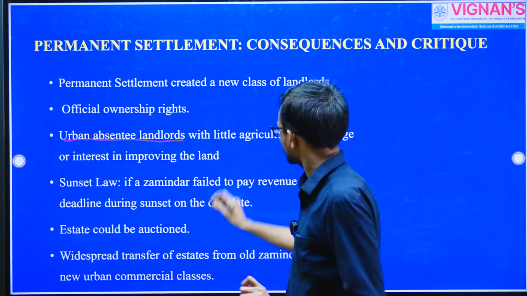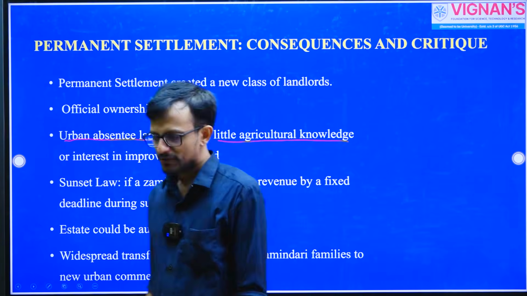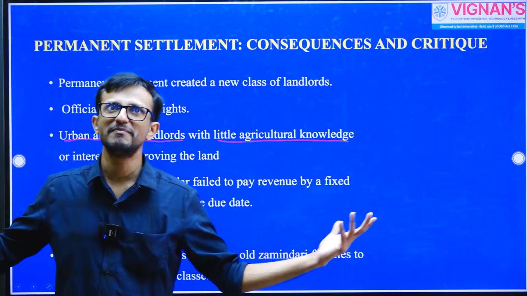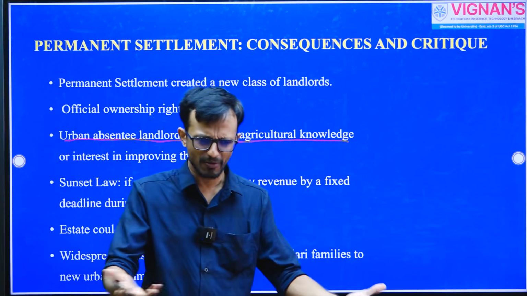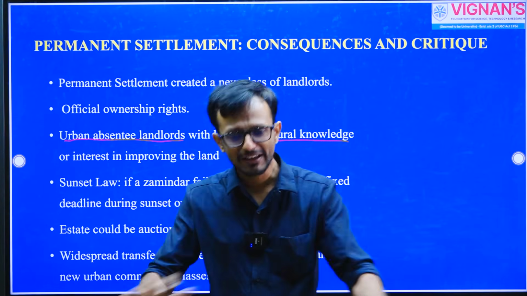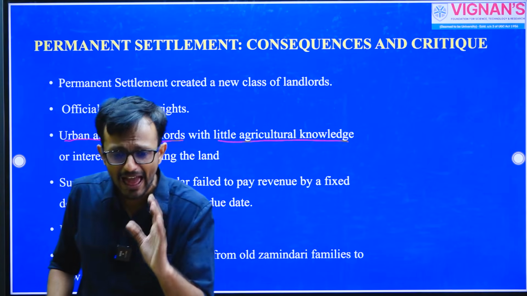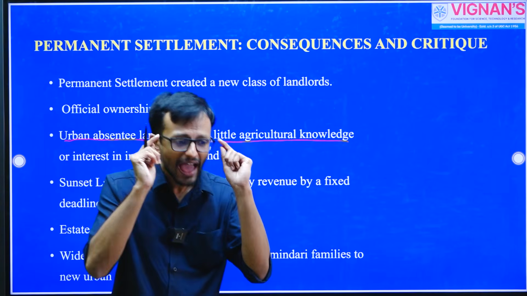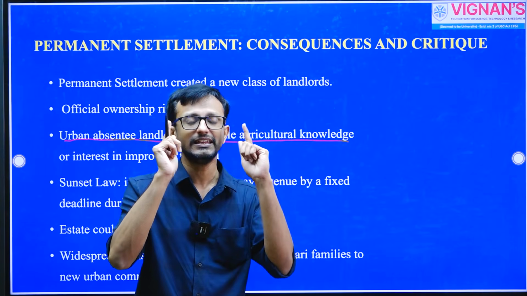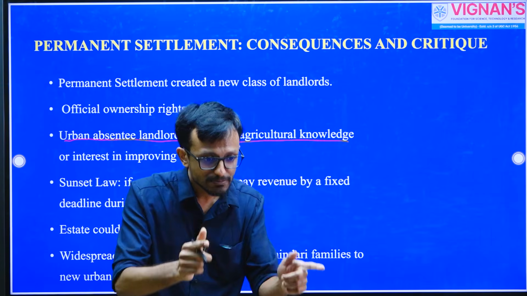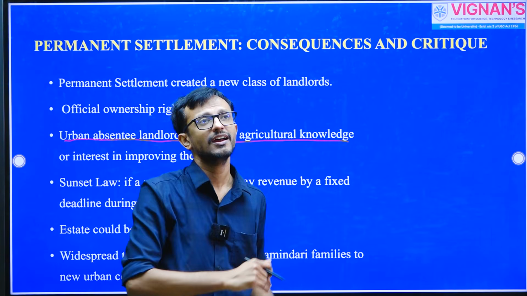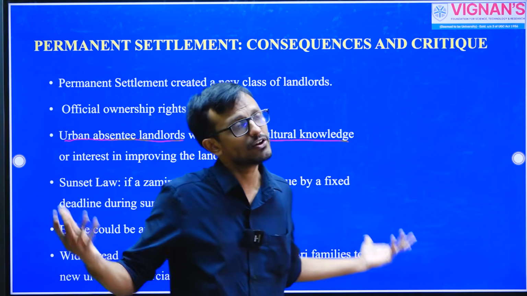And one more thing is there, little agricultural knowledge. So these middlemen who are coming up, they don't have any knowledge about the land. They are completely ignorant about the landscape. That is why it's known as absentee. Who knows the land very well? Who will know the actual fertility, cultivation, aspects of the soil? The peasants are the owners technically. They will know about all these.